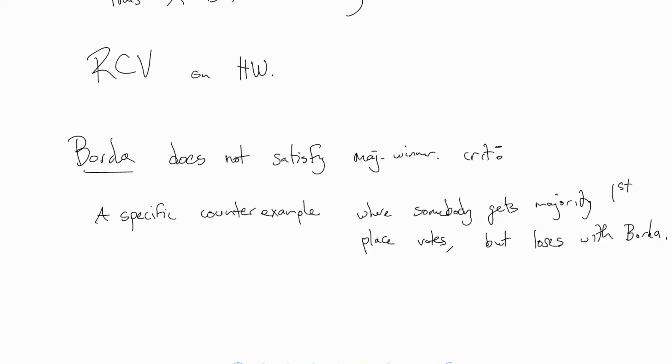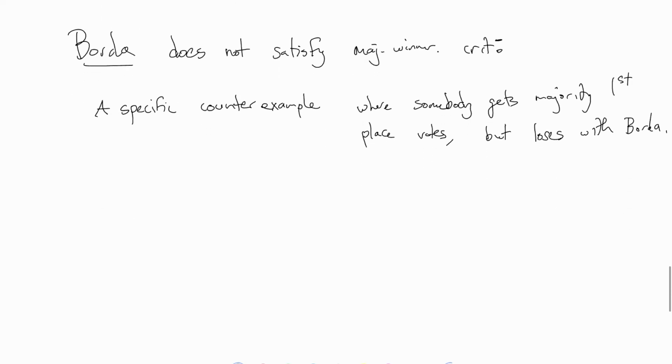So I'm going to give a specific example where somebody does get a majority of first place votes, but they lose with the Borda count. That is, the person who wins is someone who is in second a lot. So here is the example. It's not all that complicated. I have 3 voters who said A, B, C, and 2 voters who said B, C, A. That's it. And you can kind of see what's going to happen here.